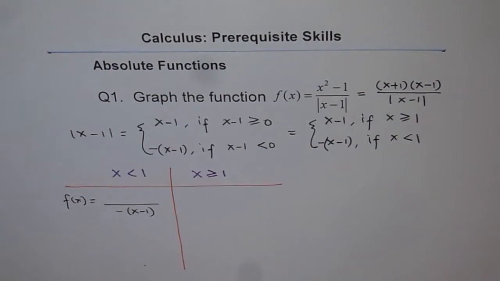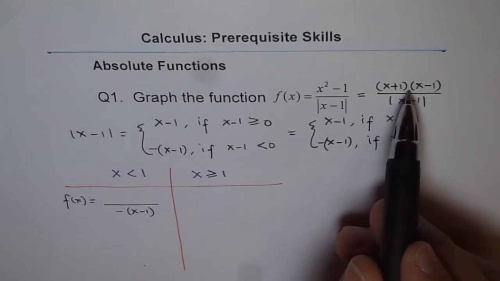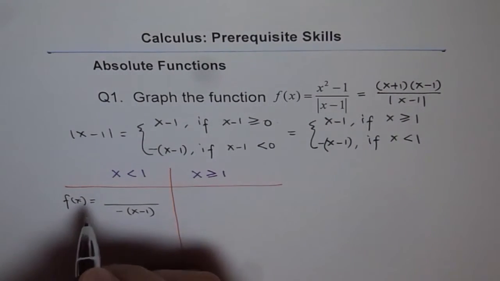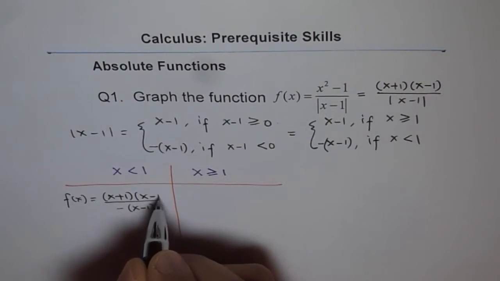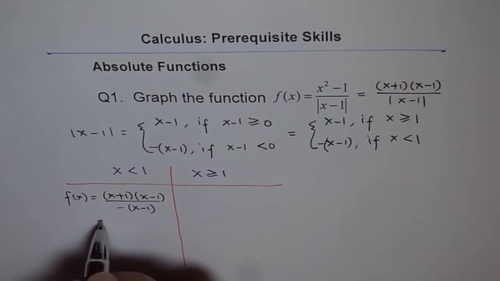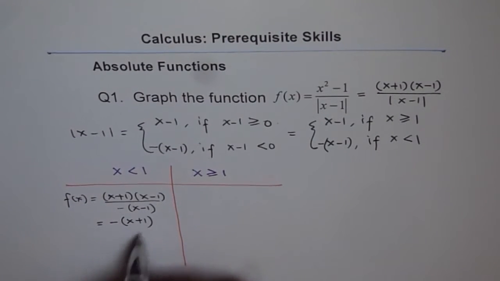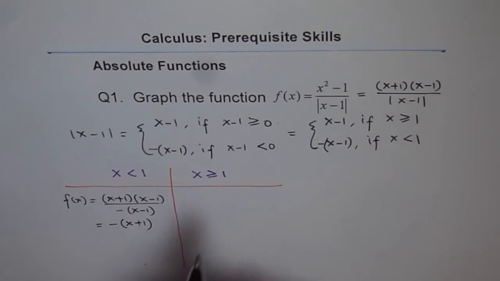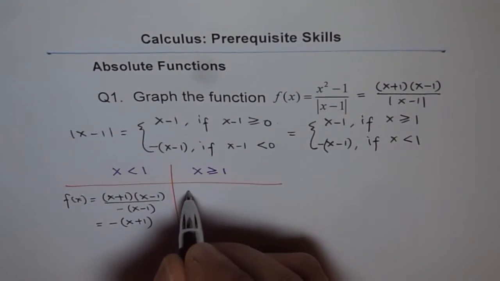I'm just trying to save space and give you a few steps here and there. Okay? So I'll use this numerator in the factored form here, and I'm writing this as x plus 1 times x minus 1. Now you can see x minus 1 and x minus 1 will cancel, and we are left with minus of x plus 1, correct?